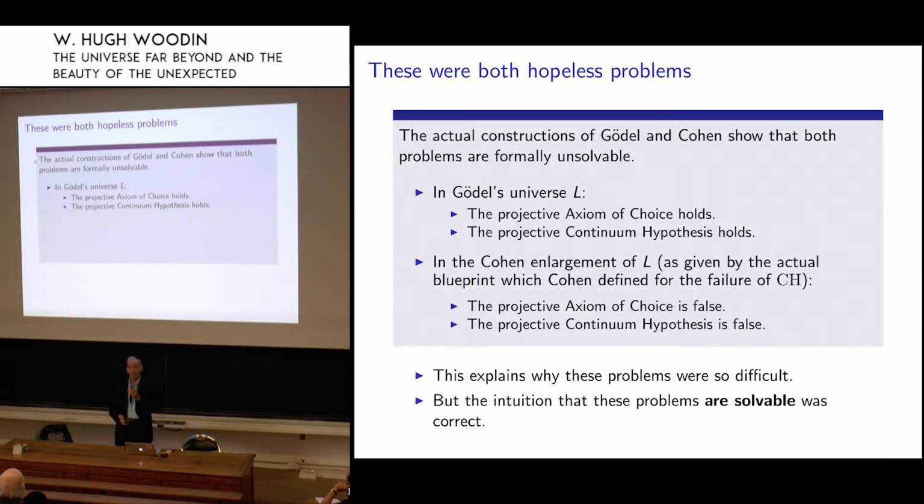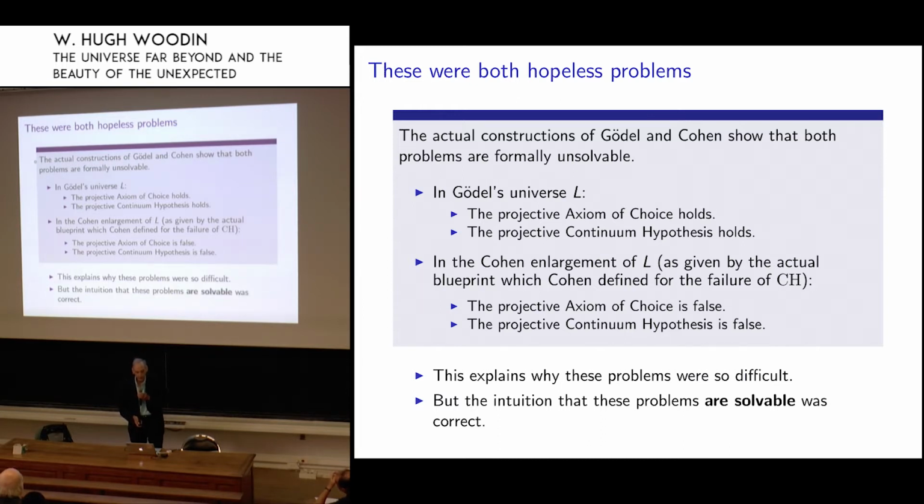In Gödel's universe L, the projective axiom of choice holds and the projective continuum hypothesis holds. In the Cohen enlargement of L, as given by the actual blueprint which Cohen defined for the failure of CH, the projective axiom of choice is false, and the projective continuum hypothesis is also false. So the problems are unsolvable. And that's why the efforts in the early 1900s ran into a wall. In fact, when you analyze exactly the partial results you could have proved, they were able to prove essentially the best possible results. So this explains why the problems were so difficult.